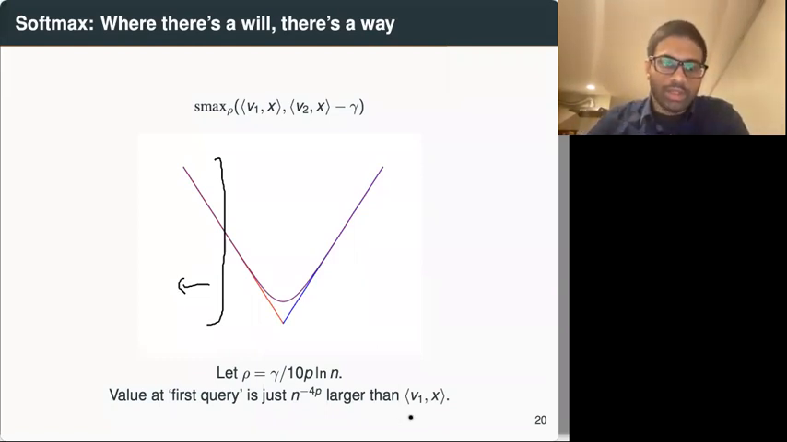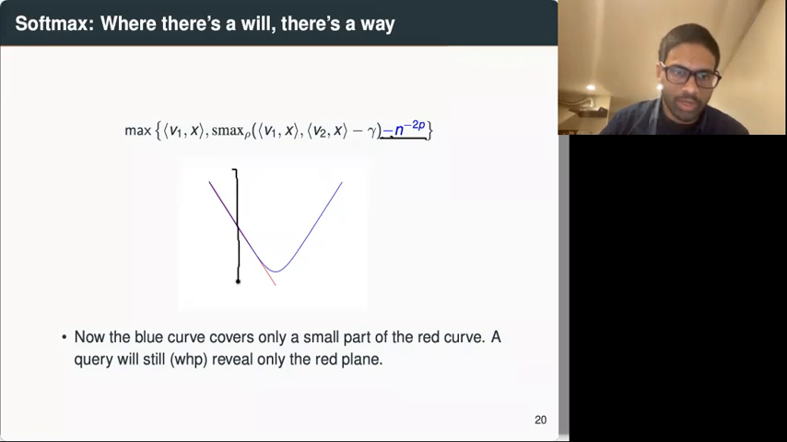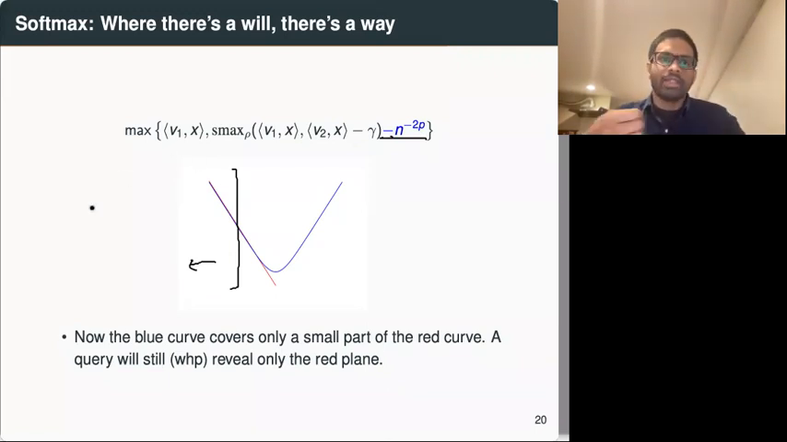And we're going to use this fact by making this change. I'm taking the maximum of the red plane and of the softmax function, except for the softmax function, I've subtracted a very small quantity from it. I've subtracted n to the minus 2p from it. That's still enough for the red plane to become larger. So where our first query was happening, the red plane is actually larger. If I make the query to this maximum of these two things, I'm getting just the value of V1 inner product x. It has successfully hidden V2.